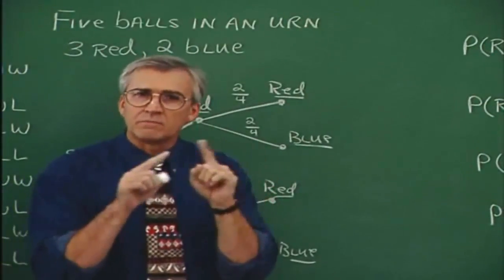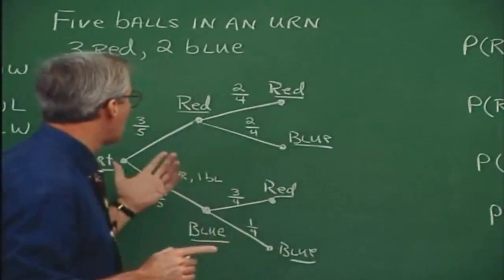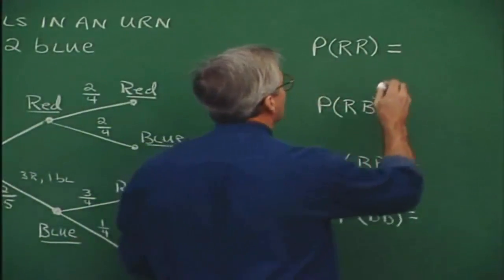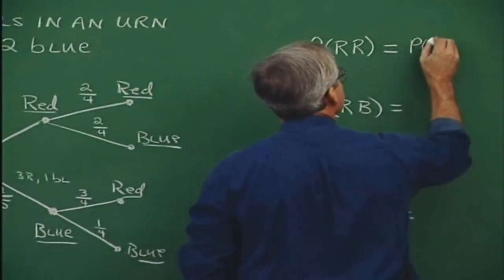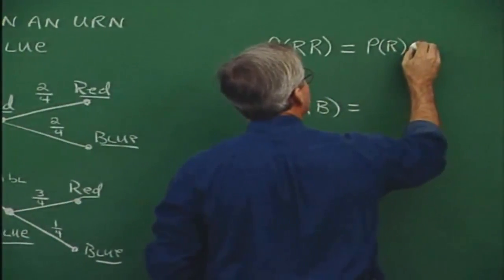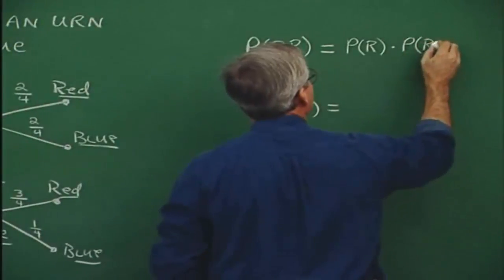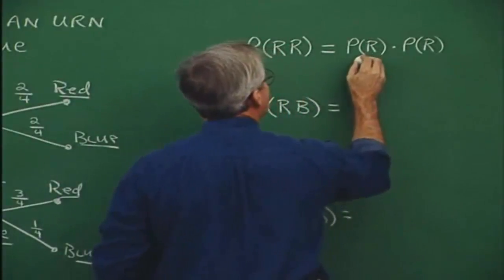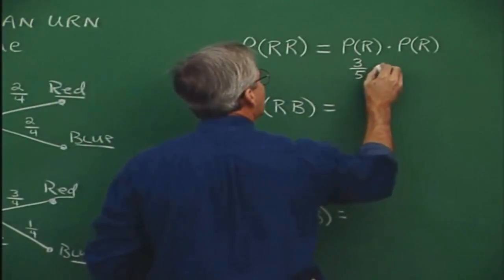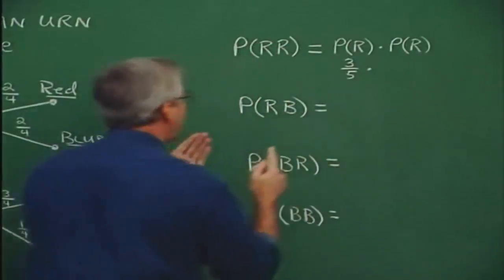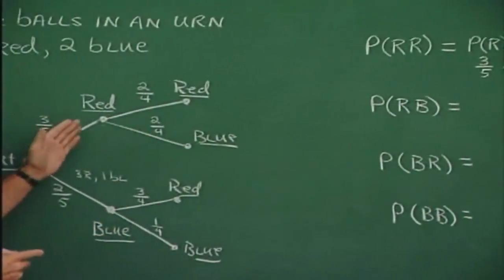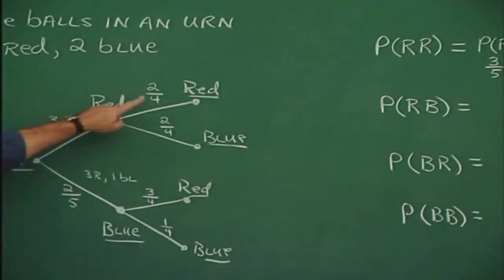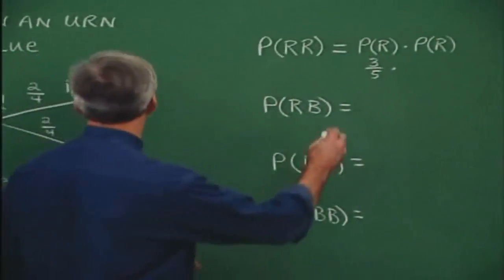We can now simply multiply probabilities. That is, the probability of red, red is the probability of red times the probability of red on the second ball. And the probability of red on the first one, I'm looking back over, it was 3 out of 5. And on the second one, let me look back over here. Oh yes, here it is, 2 out of 4. So it's 3/5 times 2/4. And back over here, 2/4.